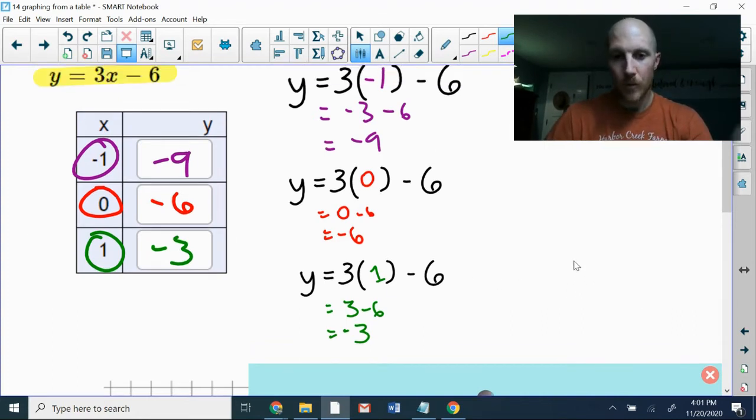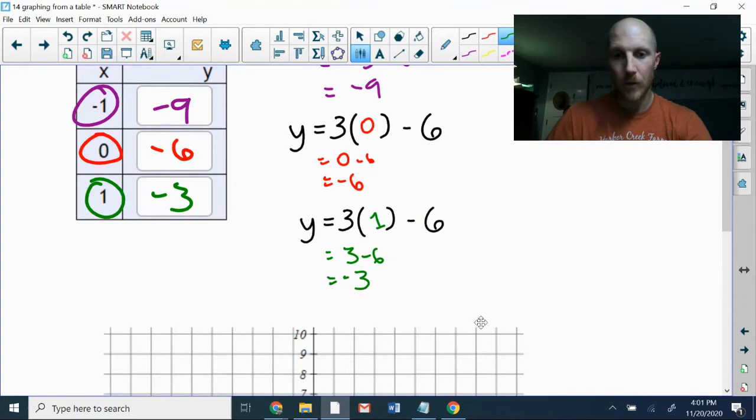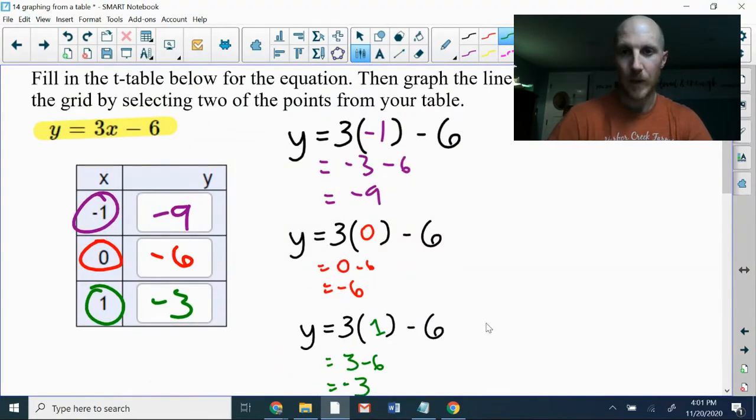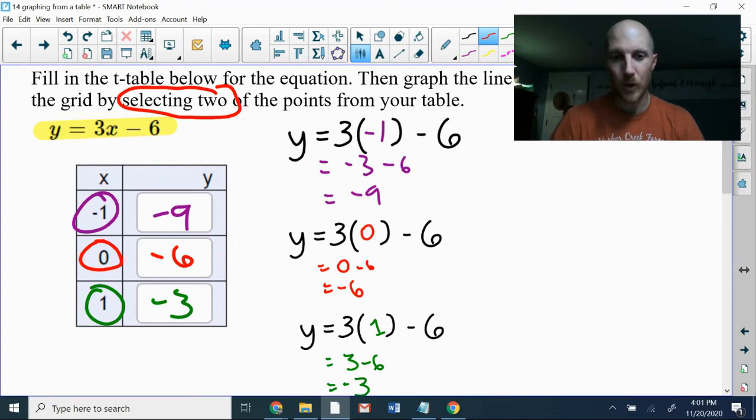So I have a graph down here. I'm going to graph this in a minute. Before I look at the graph, let's go back to the directions. So these directions ask me to select 2 points from my table to create the graph. So on WAMAP, the computer is going to draw the line for us, but we need to pick 2 points to click so that it knows what direction to draw that line. So you can pick any points you want. I mean, there's 3 of them in the table here.